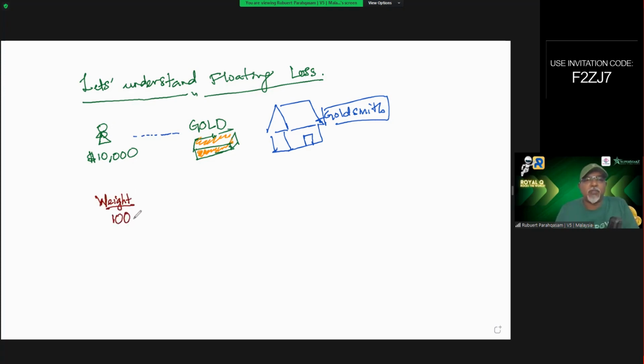I don't know what the price of gold is right now, so I'm just going to say 100 grams of gold. What price did you pay for this? You paid $10,000, correct? But you don't have this money with you anymore. You have given this money away to the goldsmith and he gave you 100 grams of gold. Now, you want to sell this gold and make some profit.